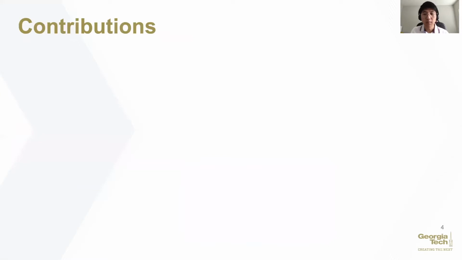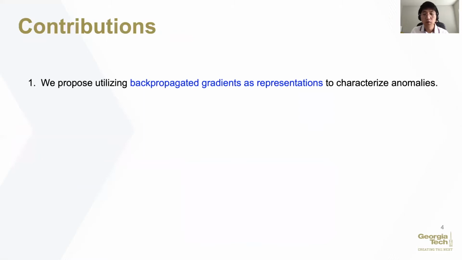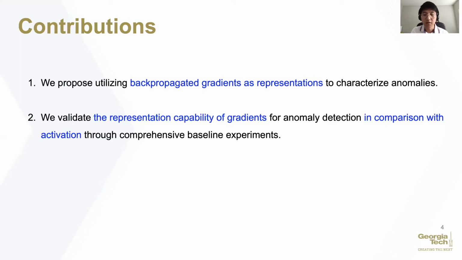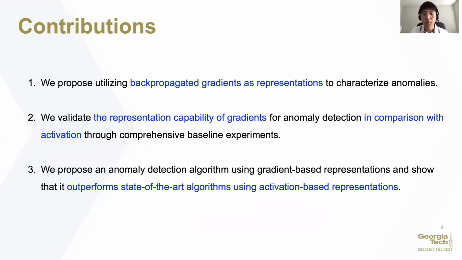Our contributions can be summarized as threefold. First, we propose utilizing backpropagated gradients as representations to characterize anomalies. Second, we validate the representation capability of gradients for anomaly detection in comparison with activation through comprehensive baseline experiments. Finally, we propose an anomaly detection algorithm using gradient-based representations and show that it outperforms state-of-the-art algorithms using activation-based representations.